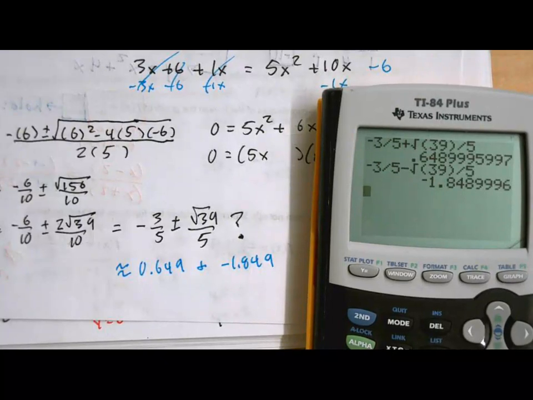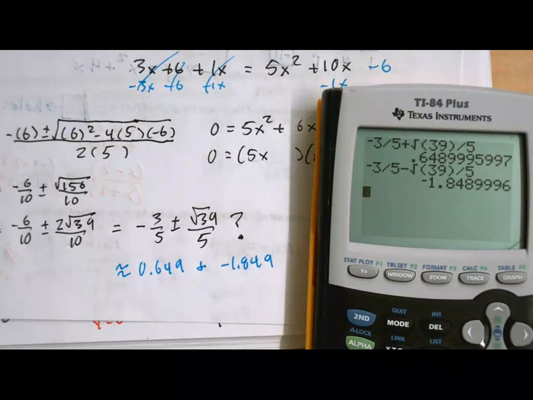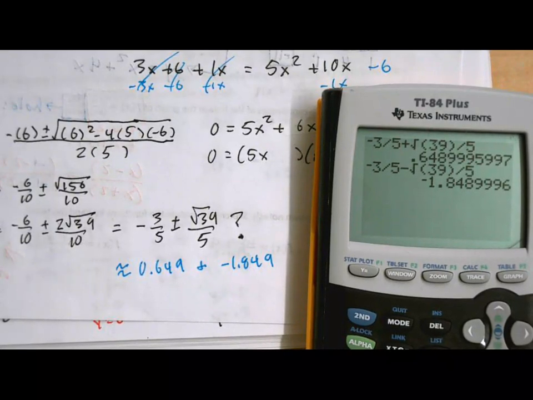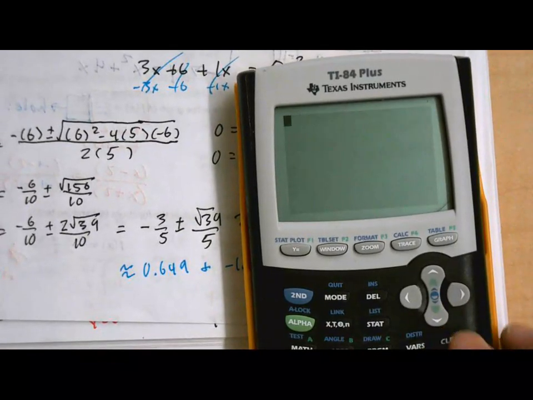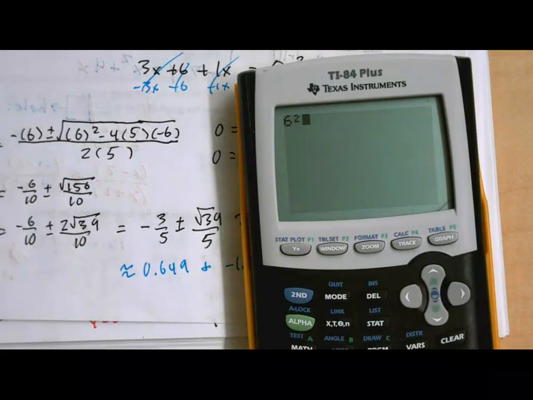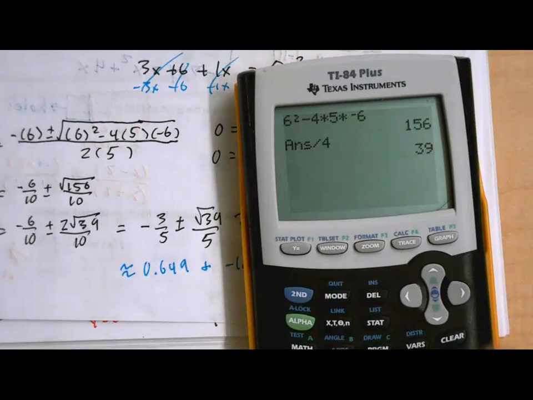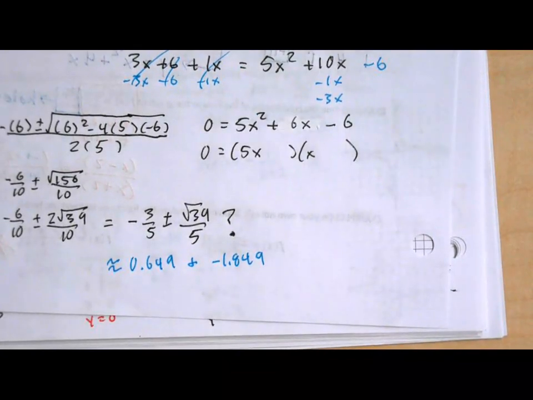How are we doing? How am I doing? Did I make any mistakes? Oh, I see some quizzical looks. I better check my math here. 6 squared minus 4 times negative 5 times negative 6 is 156. Divided by 4 is 39. So 2 root 39. No, I'm pretty confident. I don't know. We'll find out in a moment.